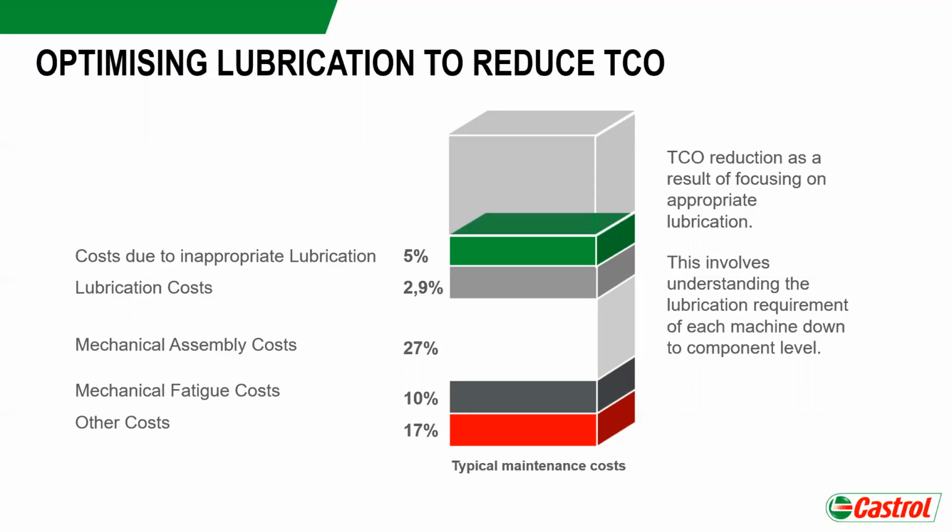And the way that we can do this to really reduce that cost due to inappropriate lubrication is to understand the lubrication requirement of each machine. So gearbox, we look at the gear teeth plus the support shaft bearings. It could be any part of machinery that we look at, and we'll look down to the basic component level. Next slide, please.